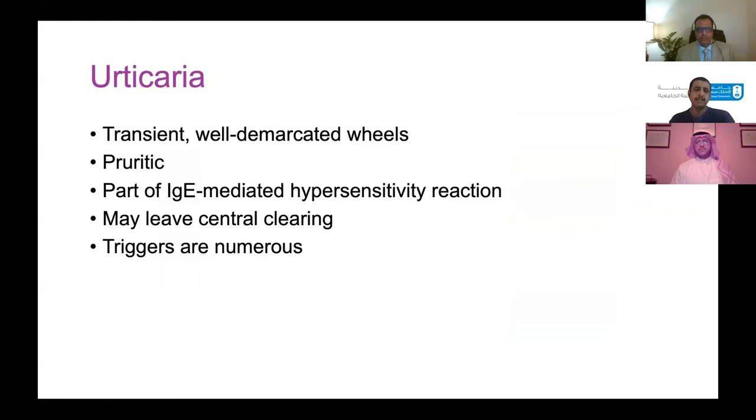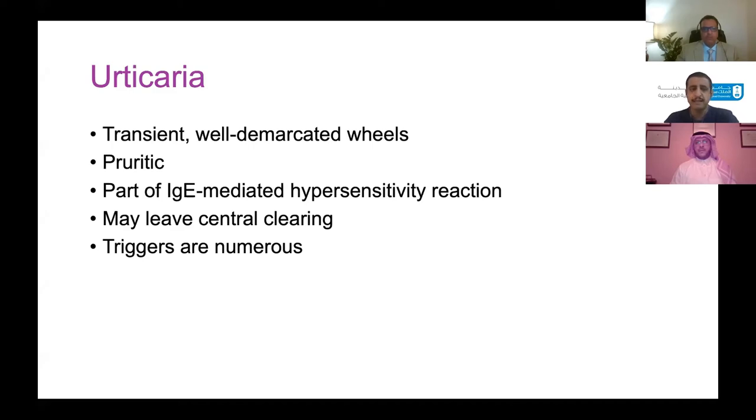Usually it's transient with demarcated wheals, usually pruritic, and it's part of an IgE-mediated hypersensitivity reaction. It may relieve centrally clearing, and the triggers are numerous. Sometimes it's food, an insect bite. So there are numerous infections and numerous triggers for this.